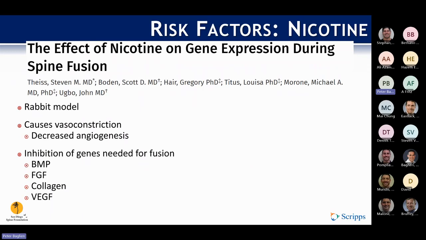They found that universally in this rabbit model, all the following genes associated with fusion, BMP, FGF, collagen, and VEGF, were inhibited in this process, as was osteoblast activity. So it notes that more than just the vasoconstriction aspect plays a role in decreased fusion. The factors were measured 1 week after the fusion procedure was attempted, and other basic science literature shows that the first month is probably the most important for fusion. So I think this shows the overall detrimental effect of nicotine.